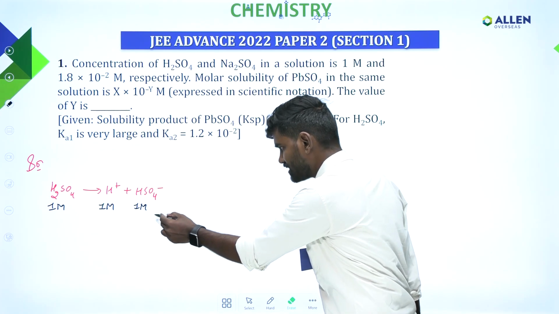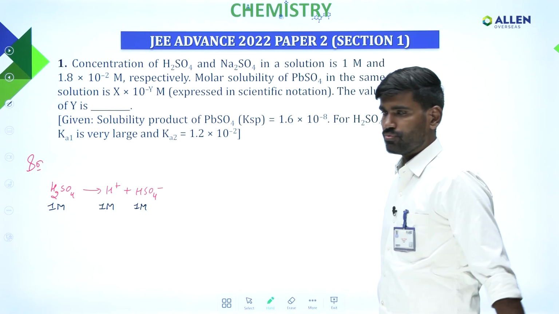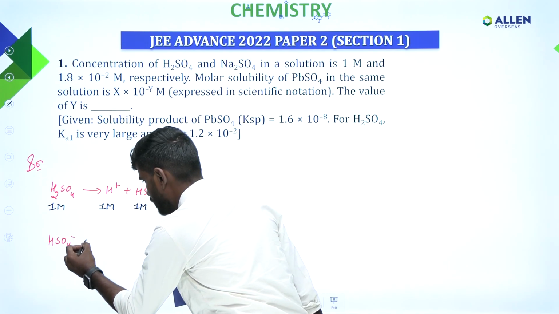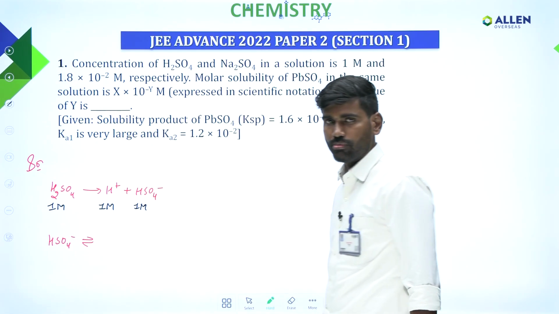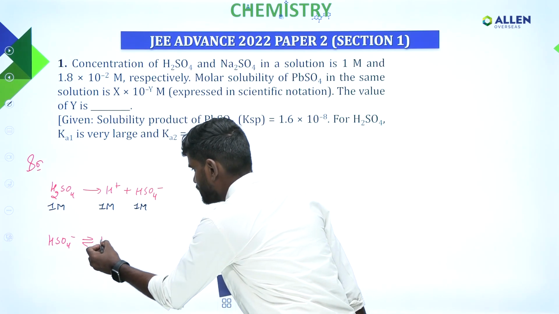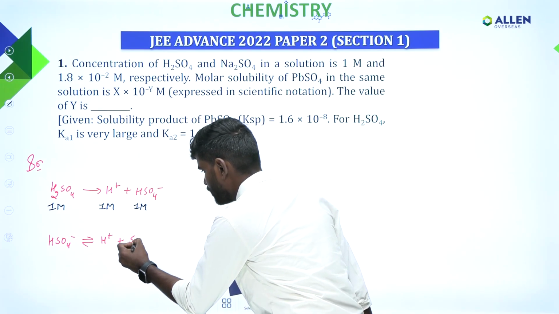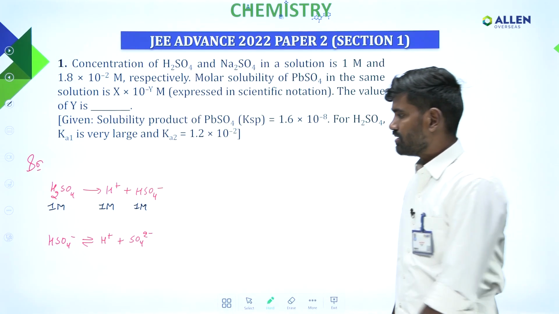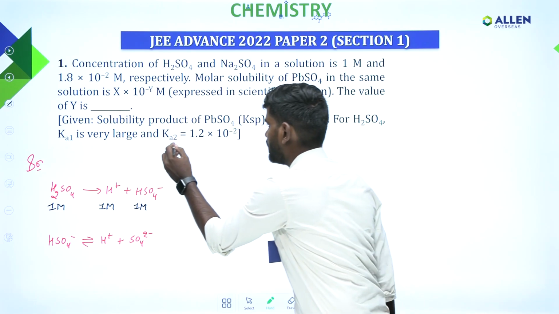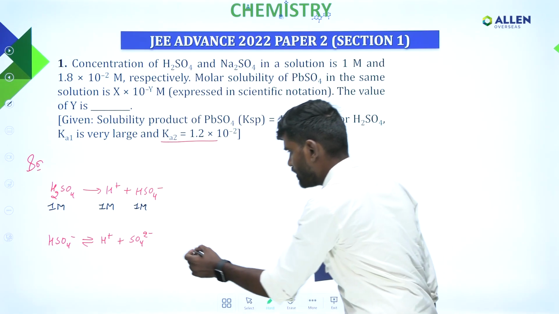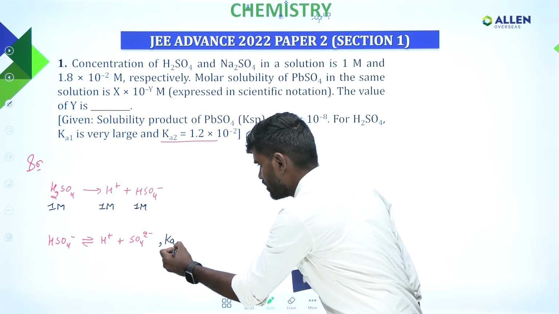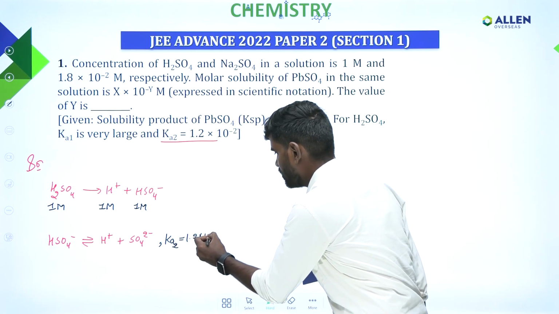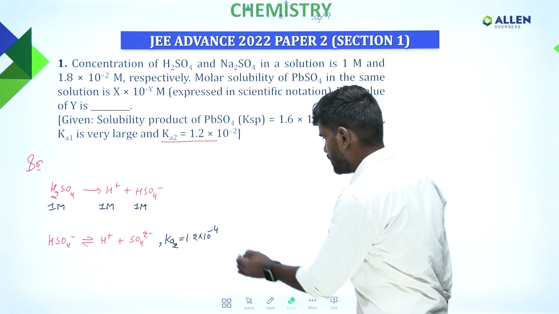How does the movie start after this? Let us see. After this, when you write HSO4 minus dissociation, you will have to write it in equilibrium form, and it will be H plus and SO4 2 minus, right? Now, since it is a weak electrolyte, because Ka2 has been given to me, let us write the value of Ka. Ka2 has been given to me as 1.2 into 10 to the power negative 2. It is negative 2, right?